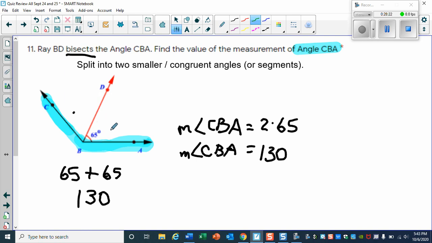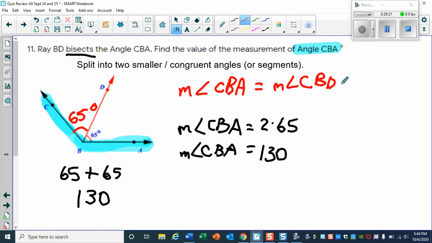So if this angle DBA is 65, and this angle DBC is also 65. That is this angle here. So CBD is also 65. But they want the overall for CBA. Now you could say measure of angle CBA equals measure of CBD plus measure DBA.